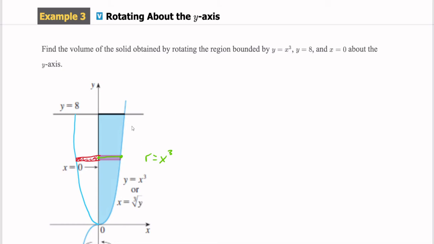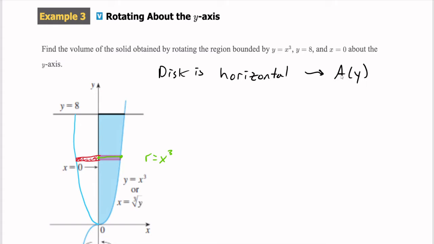This is important. In this scenario, because my disk is horizontal, my area is going to be a function of y. A horizontal disk means it moves up and down. So area has to be in terms of y, which means this is no good. My radius has to be in terms of y, which means we solve for y, and boom. So, tricky extra thing: you now have to add to the list of things to do this little check of what variable I am going to be using here.